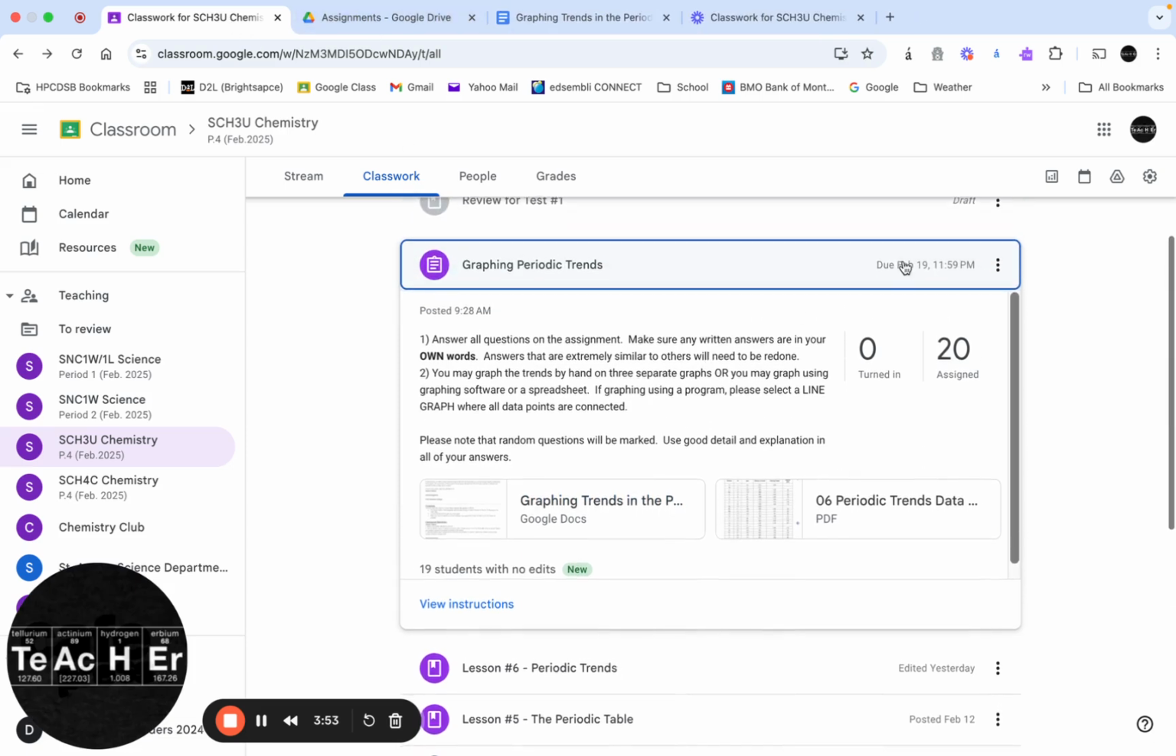And we're going to make this due next week. But you got a snow day today, so I would be putting a really good dent into this today. And then this will be due next week before our test. That way, this hopefully will give you some good understanding about the trends in the periodic table.